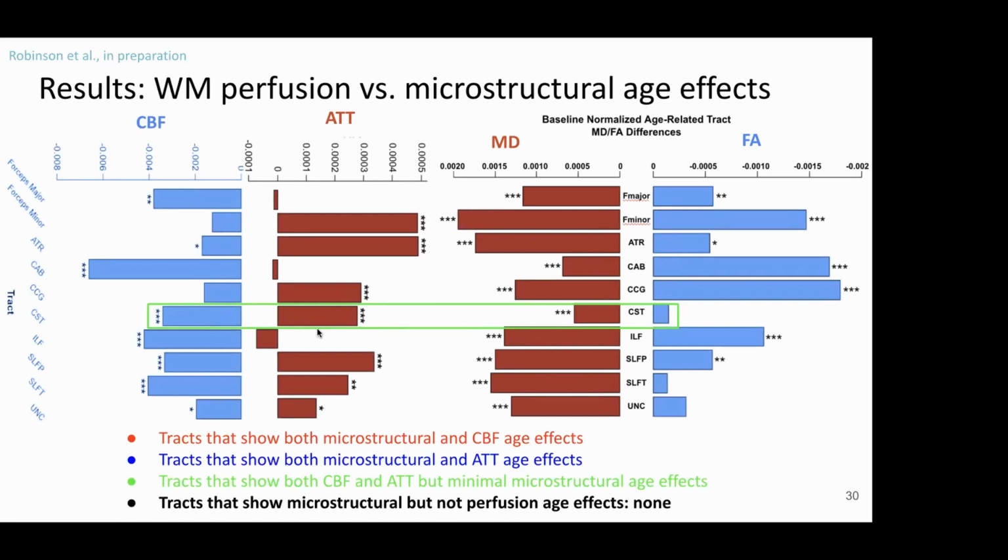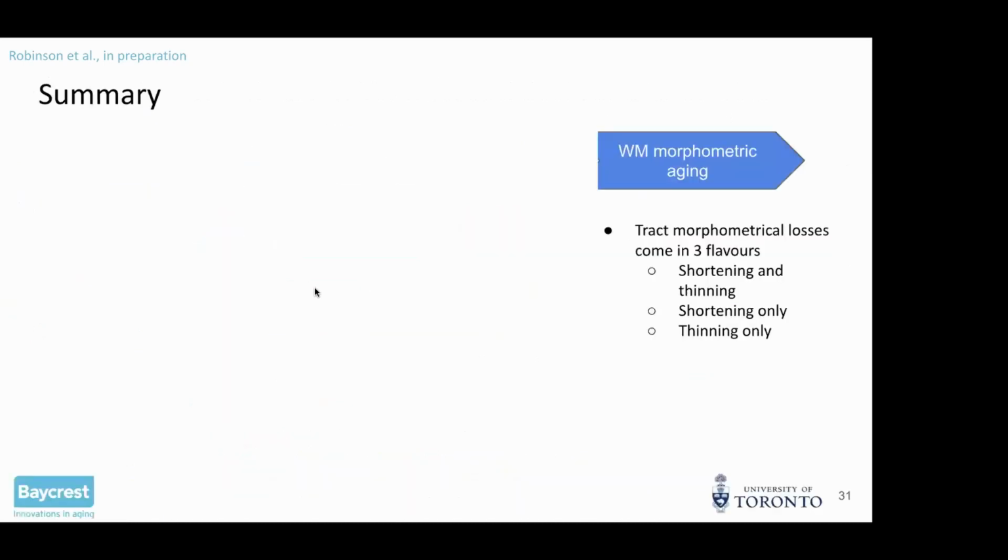Right, so these are trends that we observed, and so what do we take away from this? This is still work that's ongoing. Hopefully it will be presented at ISMRM next year. To begin with, we started here on the right-hand side with morphometric aging. Tracts that morphometrically lose volume come in three flavors. They could shorten and thin, or they could shorten only or thin only. We saw primarily the first and the third categories.